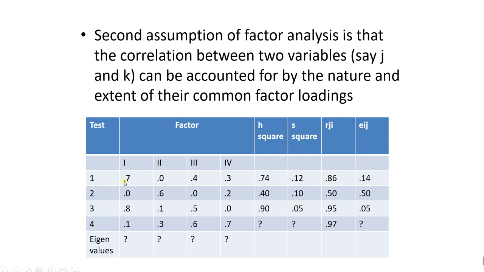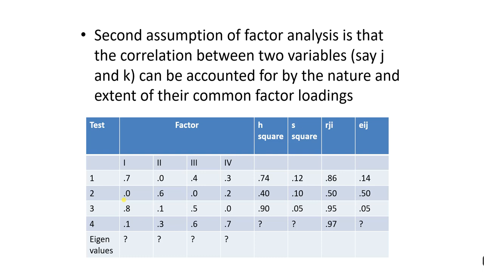So, 0.7 is the amount of relationship between factor 1 and variable 1. Variable 2 is not correlated with variable 1 because the factor loading is 0.0. Variable 3 has a very high correlation with factor 1. So factor loading may be viewed as the value which represents the relationship of the given variable with the factor.